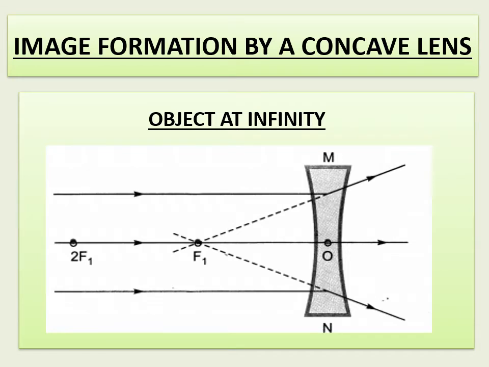Here the first condition is object at infinity. So I hope you have remembered the rules for the concave lens. A ray parallel to the principal axis, what happens after refraction? It appears to come from a focal point. So that rule we apply to get the image formation when the object is placed at infinity.